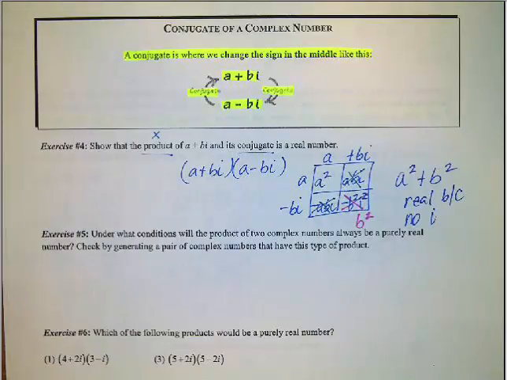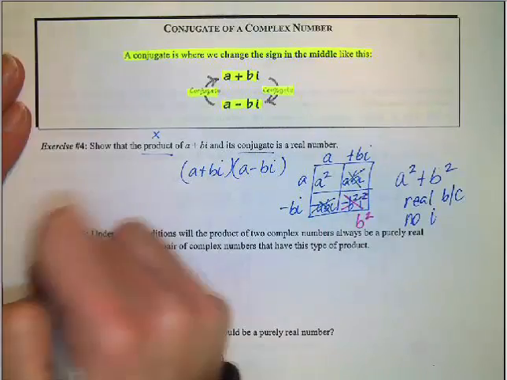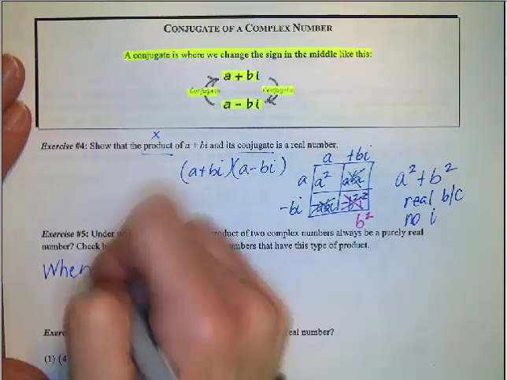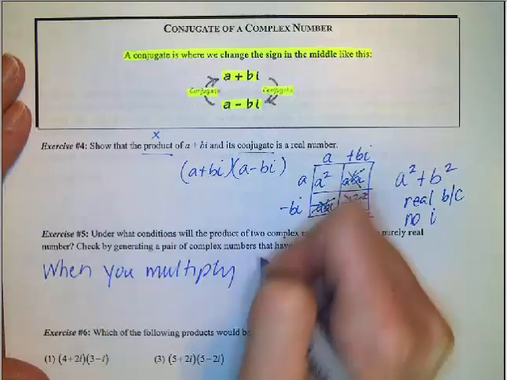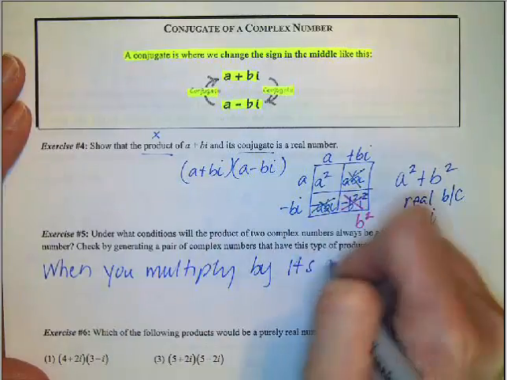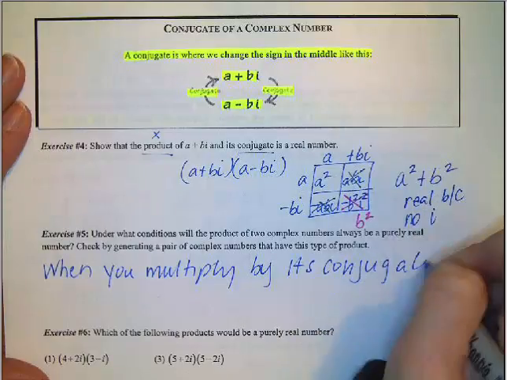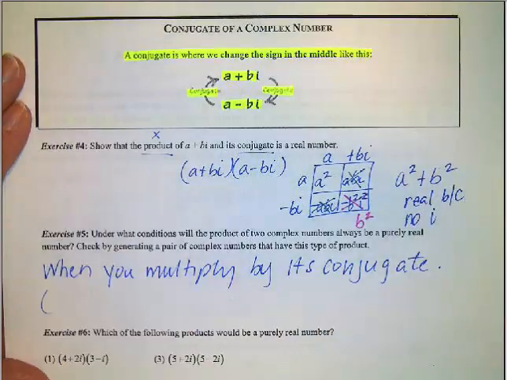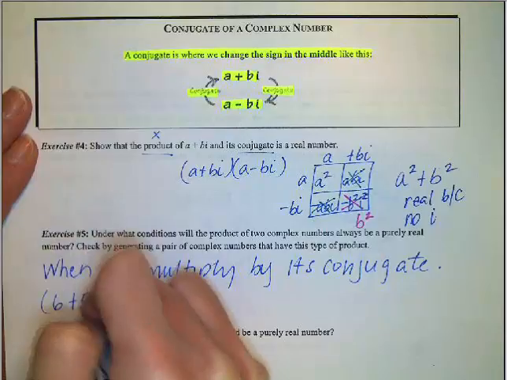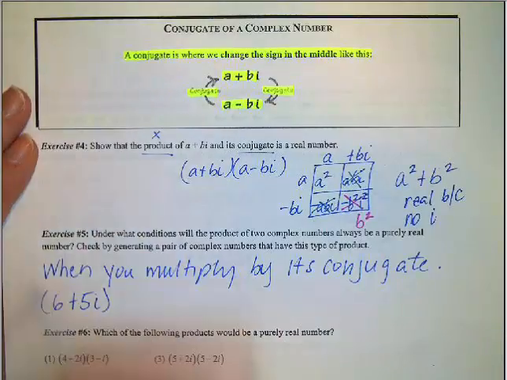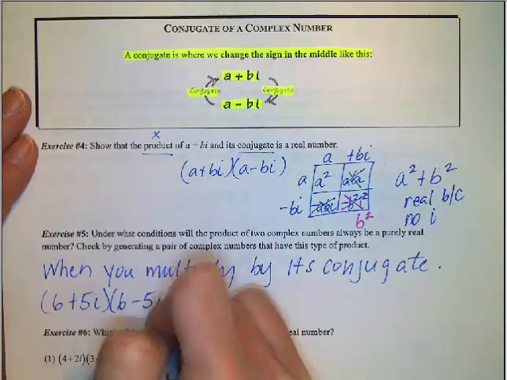So under what conditions will the product of two complex numbers always be a purely real number? When you multiply by its conjugate. So let's pick one. I don't know. Let's do 6 plus 5i. Its conjugate would be 6 minus 5i.